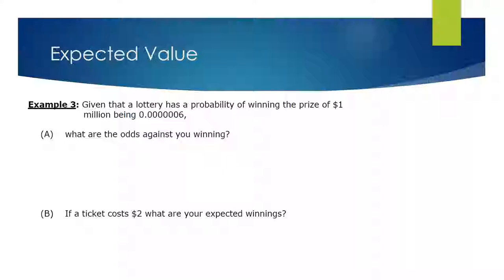For example 3, given that a lottery has a probability of winning the $1 million prize of 0.0000006, what are the odds against you winning? And if a ticket costs $2, what are your expected winnings? So take a moment, think about these questions and how you would go about answering them, and see if you can come up with the correct answer. And then we'll go through this.